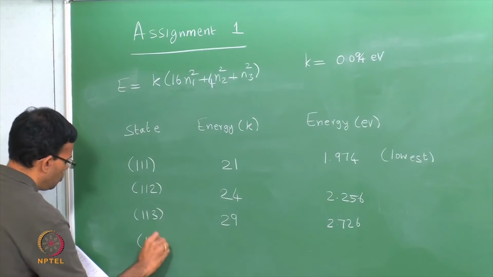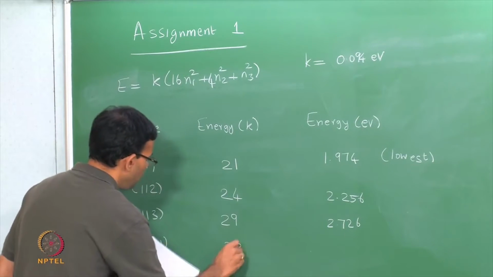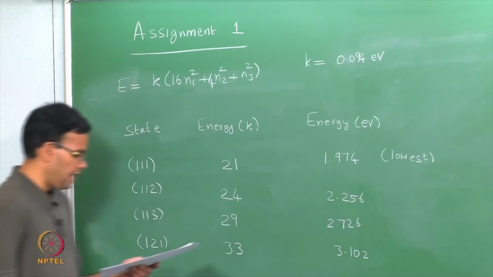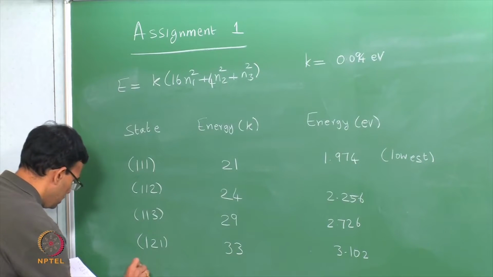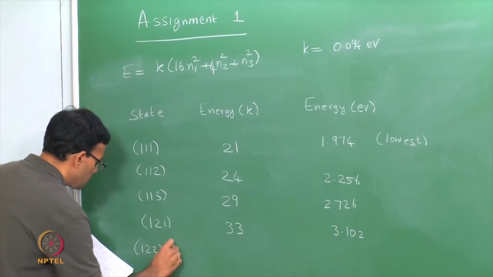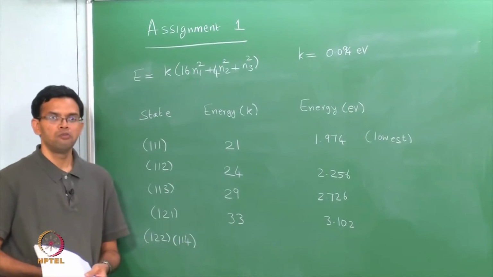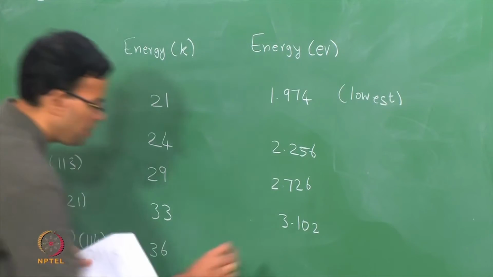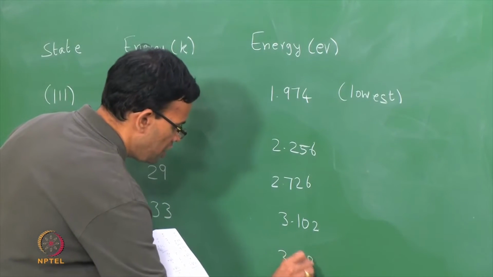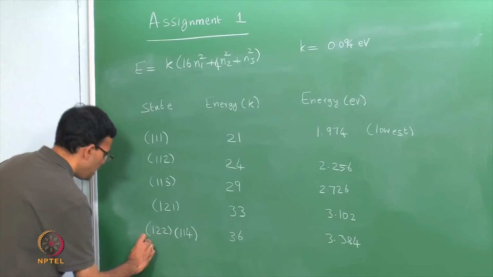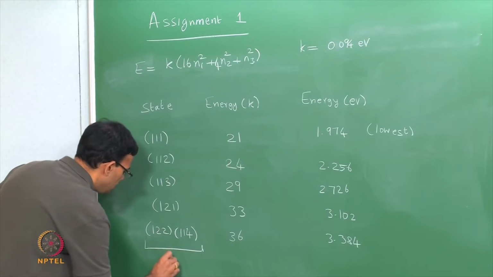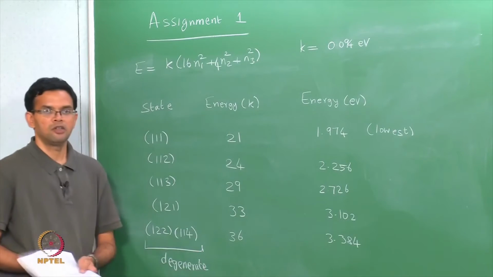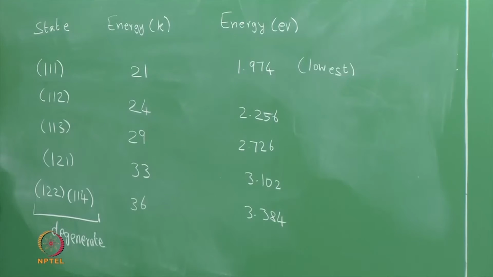Then we have 1 2 1, that is 33, it's 3.102, and then actually we find that we have two states 1 2 2 and 1 1 4, both have the same energy. So, the number is 36 and the energy is 3.384. So, these states are called degenerate states because you have two sets of quantum numbers which have the same energy.